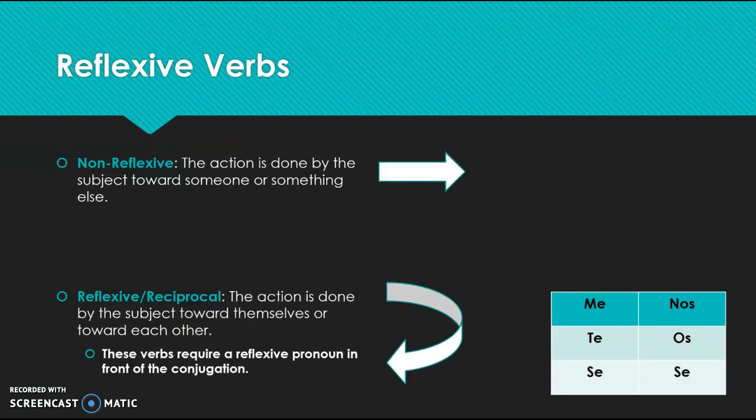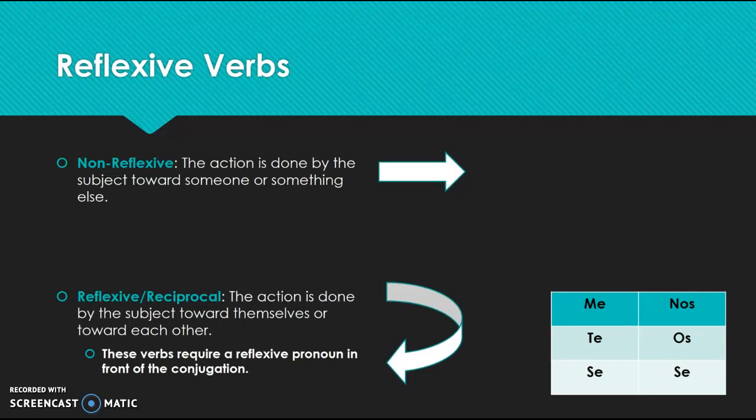But most verbs can be made reflexive, or what's also known as reciprocal. And this means that the action is being done by the subject, but it's being done toward themselves or toward each other. And when we have a verb that is being used in a reflexive or reciprocal manner, we need a reflexive pronoun in front of the conjugation. Now, there are some verbs that are always reflexive just by nature. Sentirse, to feel emotion. You can't force emotion on someone else. It's something that you feel for yourself. So that's always going to be reflexive.